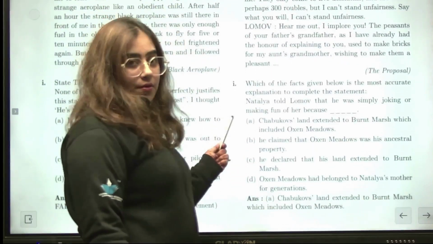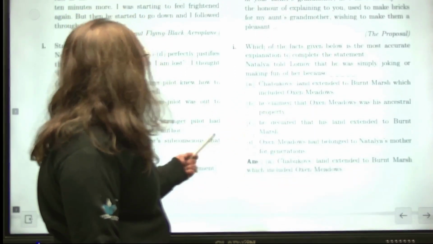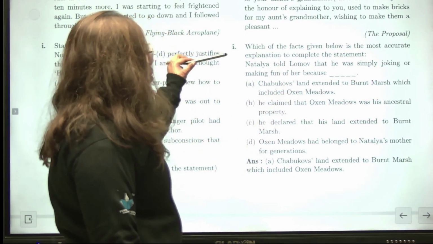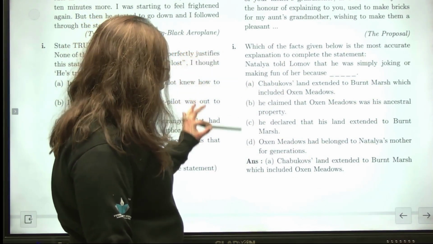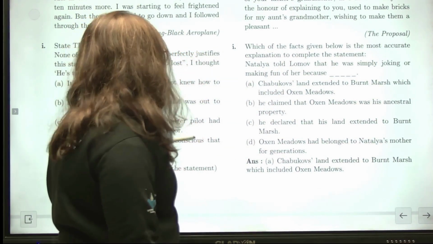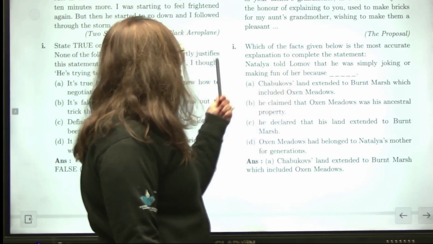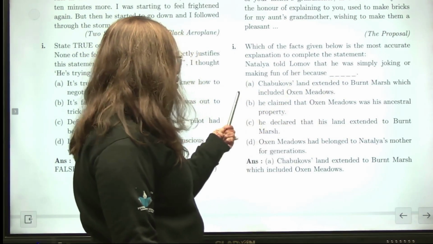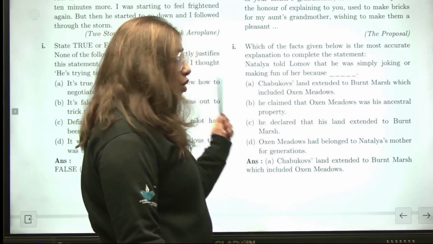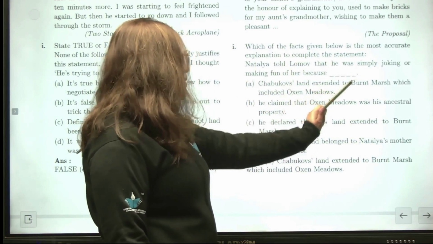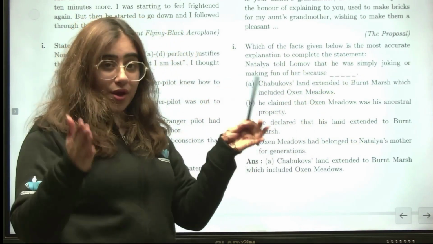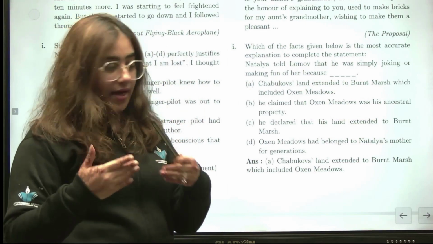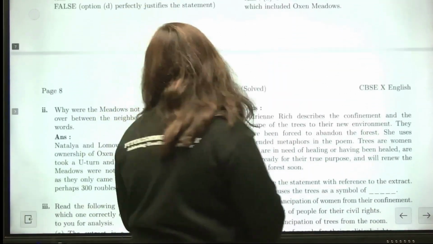Alright, which chapter is this, The Proposal? Let's see what the question is. Which of the facts given below is the most accurate explanation to complete the statement? So you have to complete the statement with the most appropriate explanation. Alright, so what is the statement? Natalia told Lomov that he was simply joking or making fun of her because Chubukov's land extended to Burnt Marsh, which included Oxen Meadow. Yes, we are talking about Chubukov's land which extended to Burnt Marsh, which included Oxen Meadow. So we are mainly talking about Oxen Meadows initially in the chapter, right? Yes, moving on to the next one.